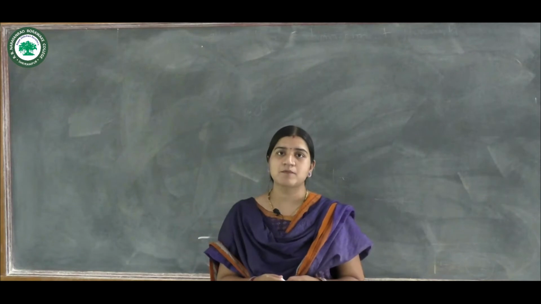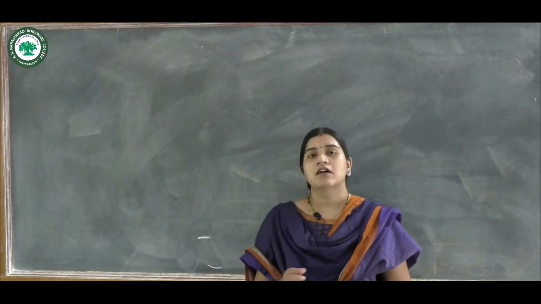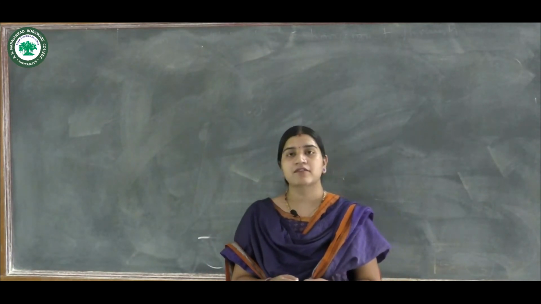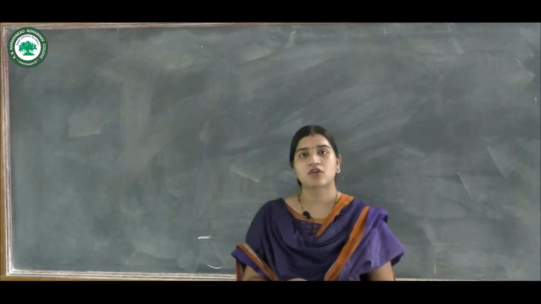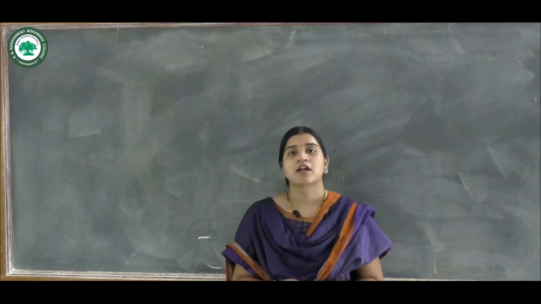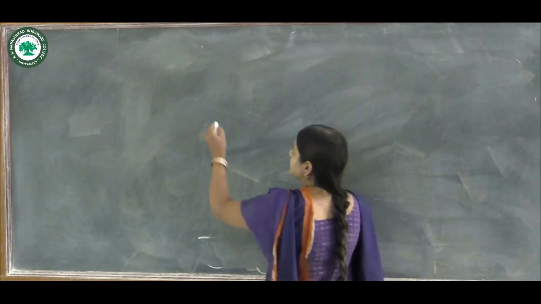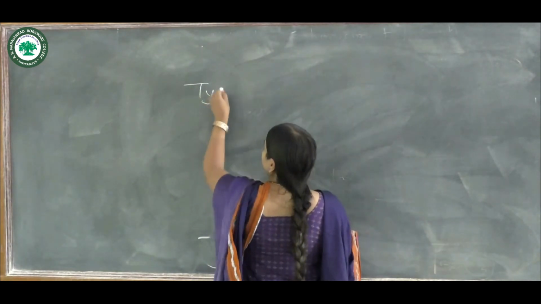The first component is the sample injection port, the second one is the column, the third one is the detector, and the fourth one is the recorder. The first that we will study in detail is the different types of column.